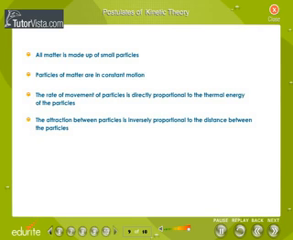Postulates of kinetic theory. All matter is made up of small particles called molecules. Molecules are in constant motion. The rate of molecular motion, however, depends on the thermal or heat energy of the molecules. As the distance between these molecules increases, their attraction for each other decreases and vice versa.